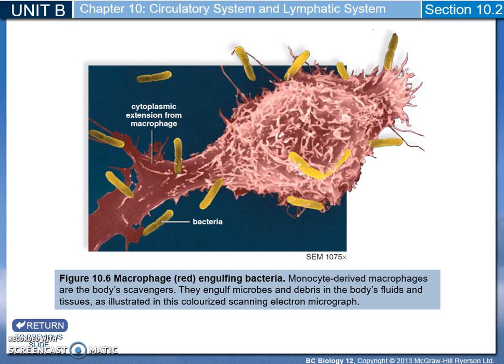So here's an illustration of a macrophage, which is engulfing bacteria. So this would be a monocyte-derived macrophage, and they're kind of the body's scavengers. And so they engulf microbes and debris in the body fluids, such as illustrated here.